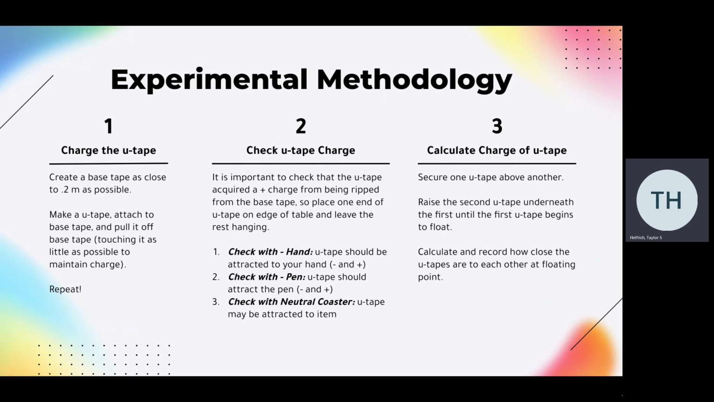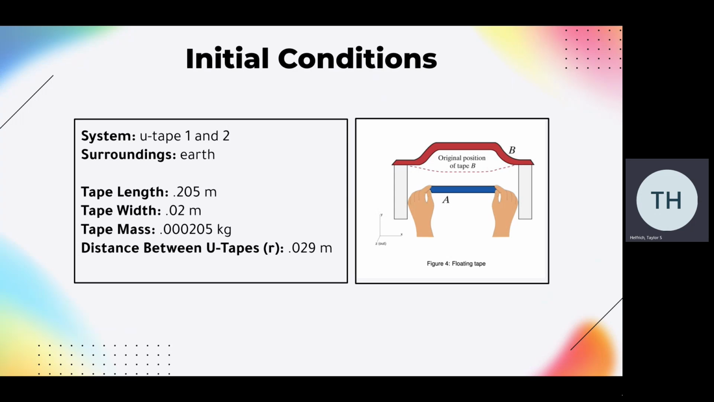So we would put one U-tape above another and raise the second U-tape underneath the first until the first begins to float. And then we would record how far away they are from each other at this point. And so some of the initial conditions for the lab were the system is U-tape 1 and 2, the surroundings is the Earth, and then we also recorded the length, width, mass, and the distance between the U-tapes.